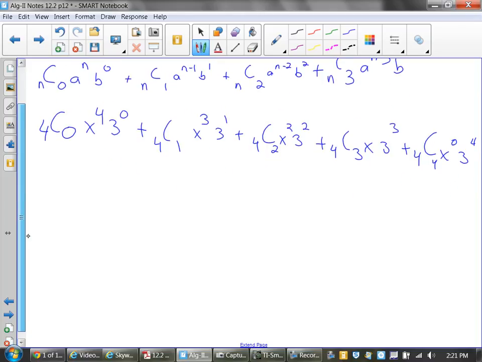When we put this in our calculator, your calculator won't do this. 4 choose 0 is 1. 3 to the 0 power is how much? 1. What's 1 times 1? Okay? 4 choose 1 is 4. 3 to the first power is 3. X cubed.